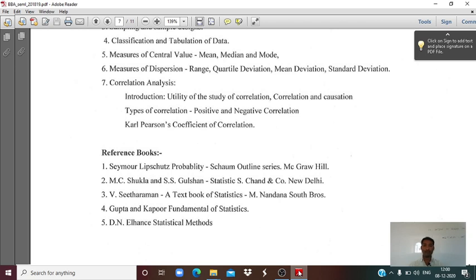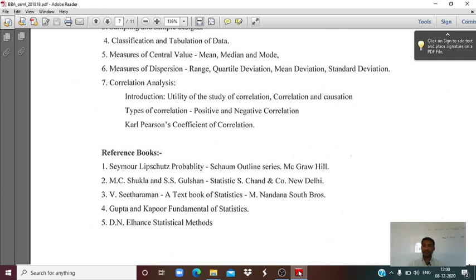Now we will go for external evaluation. External evaluation is conducted by BAMU University. BAMU University conducts the examination for 80 marks, and you have an 80-mark theoretical and numerical paper in this semester. So we will see here how to allocate those 80 marks.